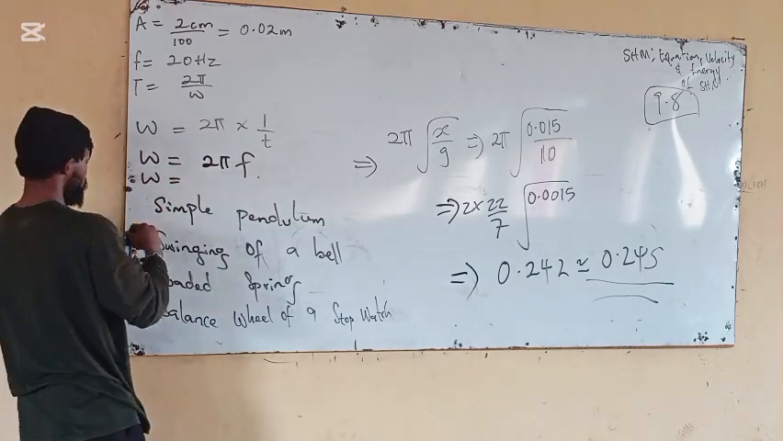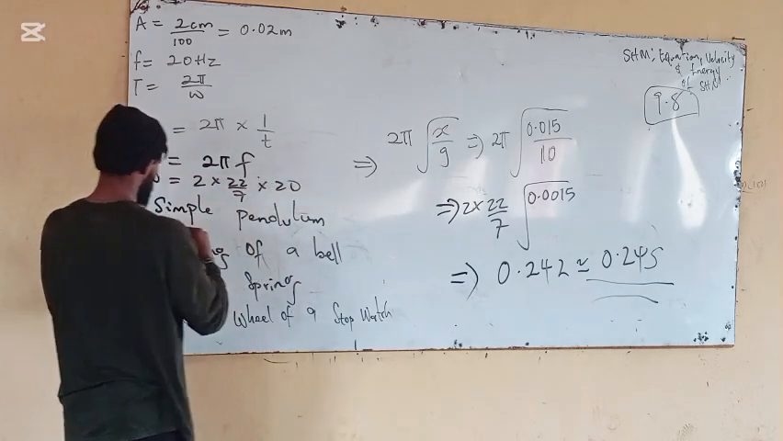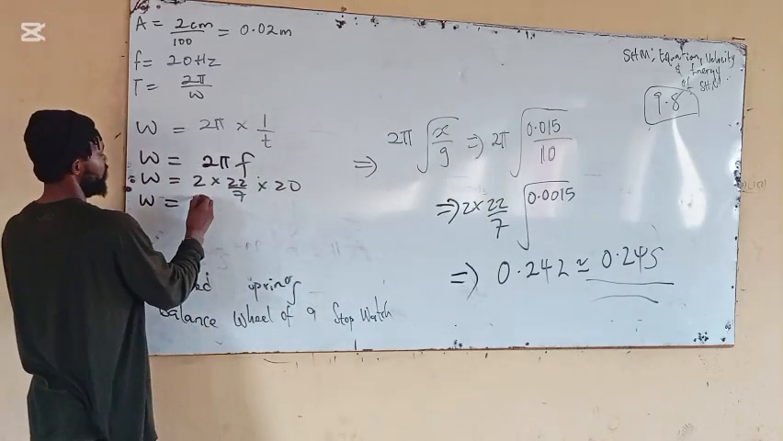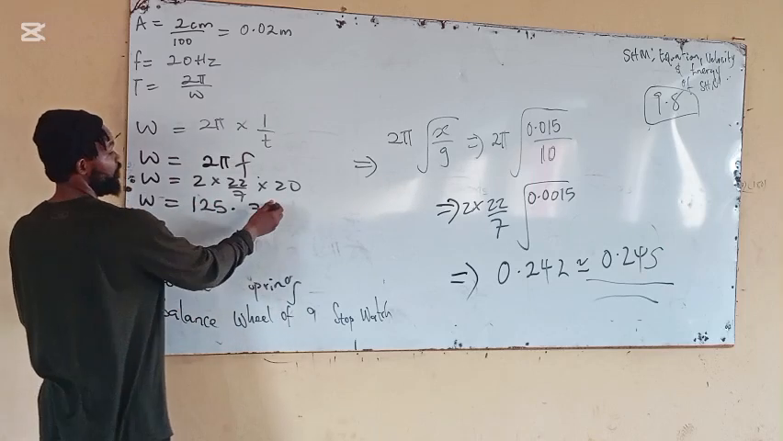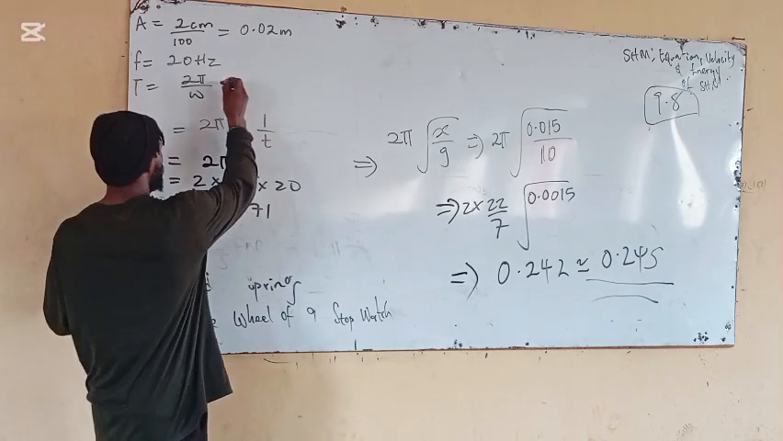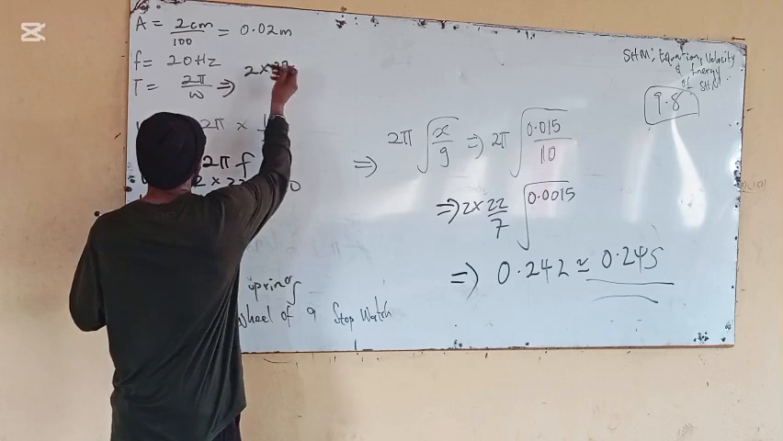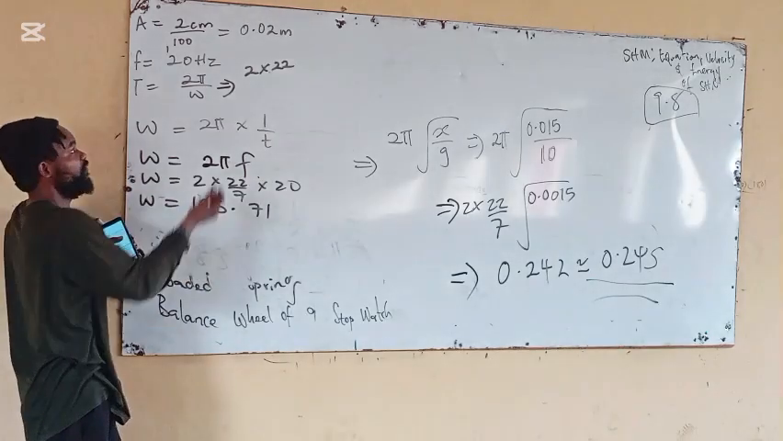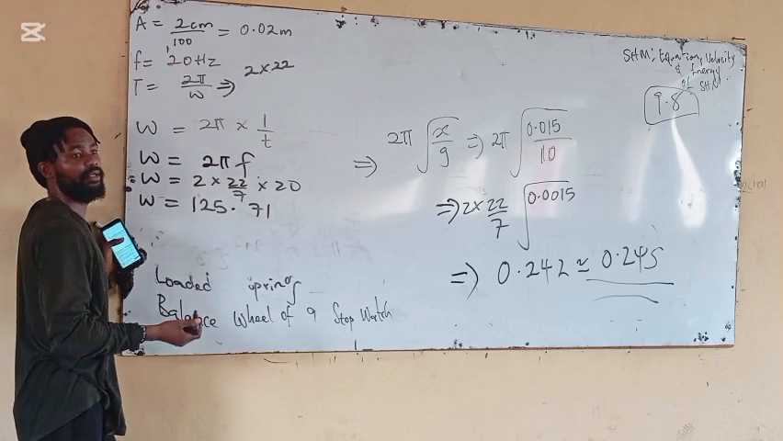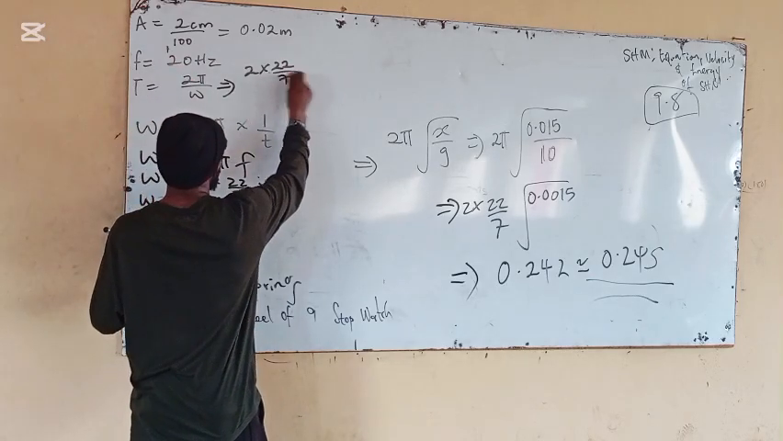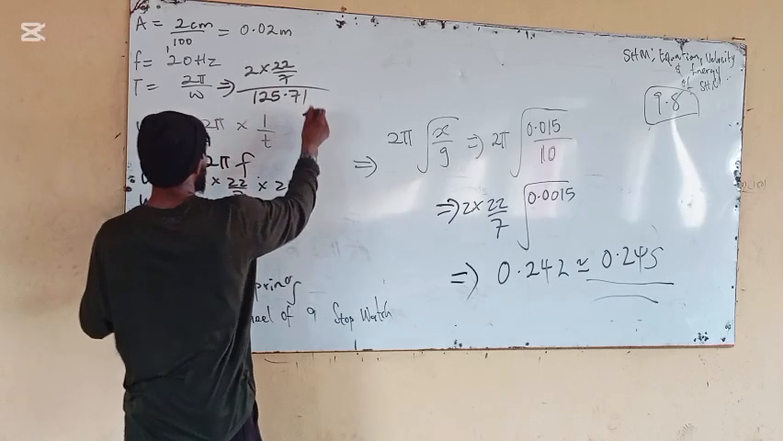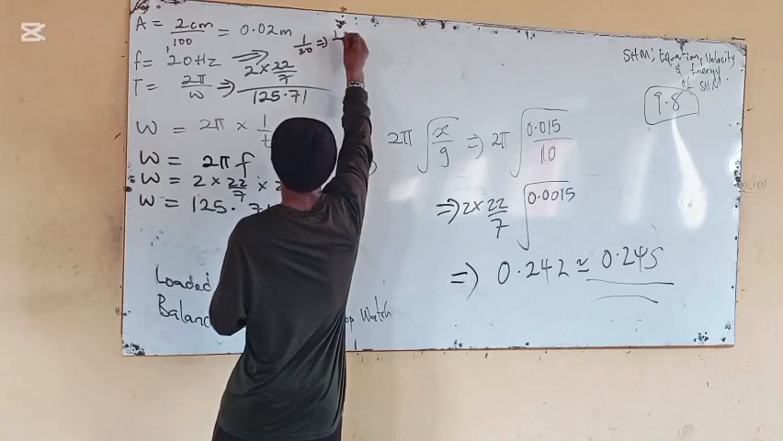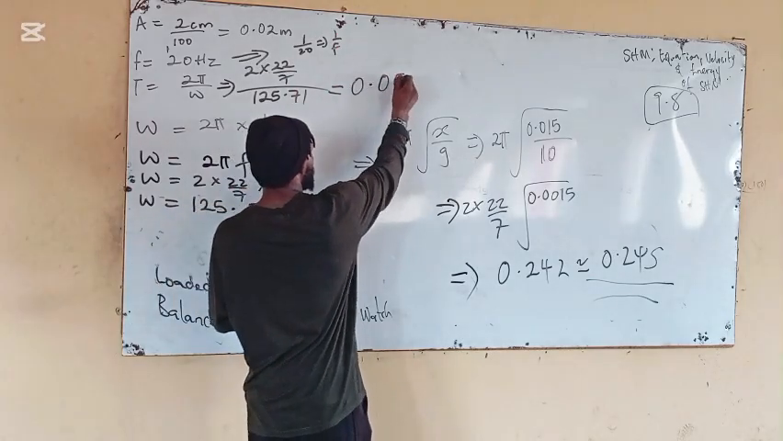So W now equals 2 times 22 over 7 times 20. W equals 125.71. Now I carry this and place it here: 2 times 22 over 7, all divided by 125.71. Or if I don't want to stress myself, I do 1 over 20. This is how to check if you are correct. Everything we get here should be the same as 1 over 20, which is 1 over f. It gave me 0.05.